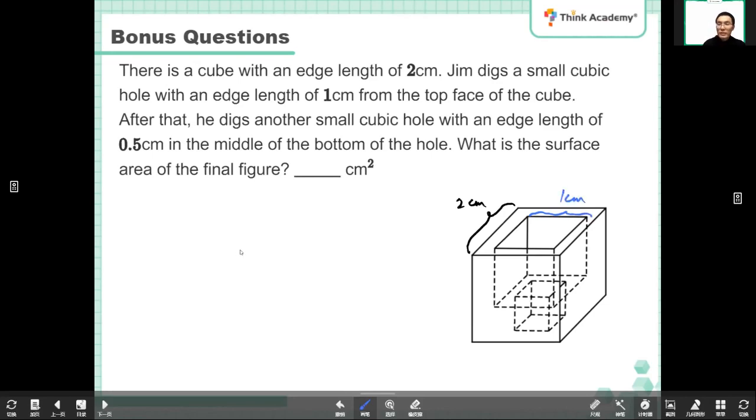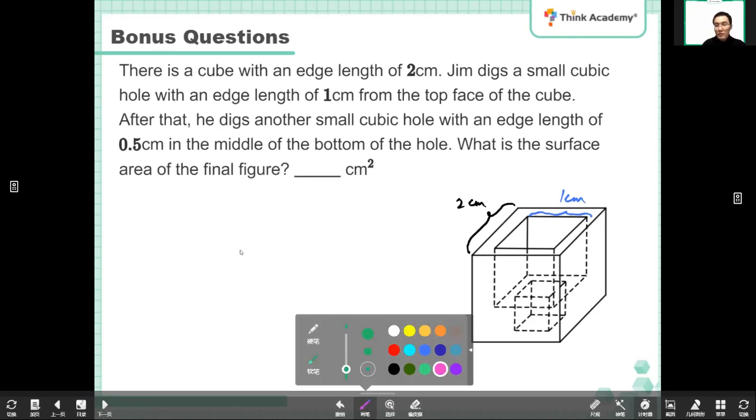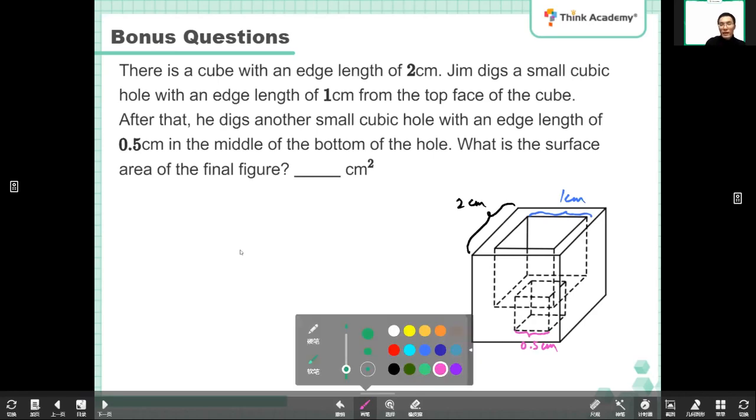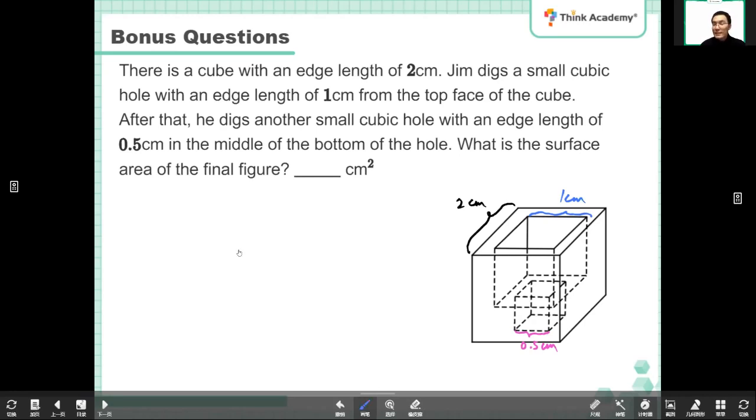And on that basis, we dig another 0.5 times 0.5 times 0.5 cube from over here, as you can see. I'll mark this length as 0.5 cm. Now I've marked all the information we get from the question, and the question is asking for the surface area of the final figure. I'll give you 10 or 20 seconds to have a look at this question, have a think, and then I'll go through it.